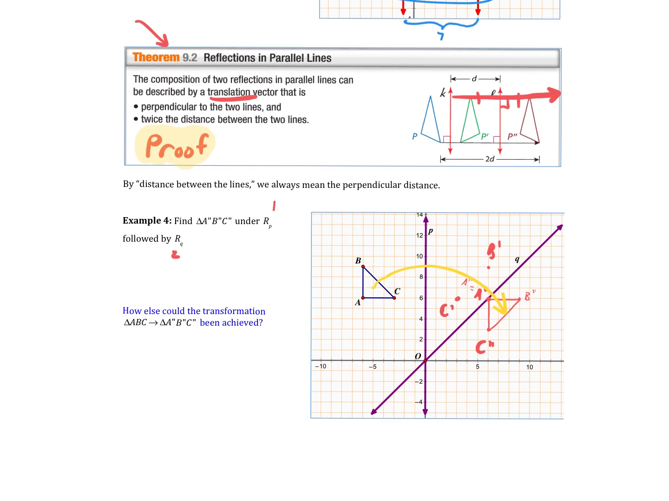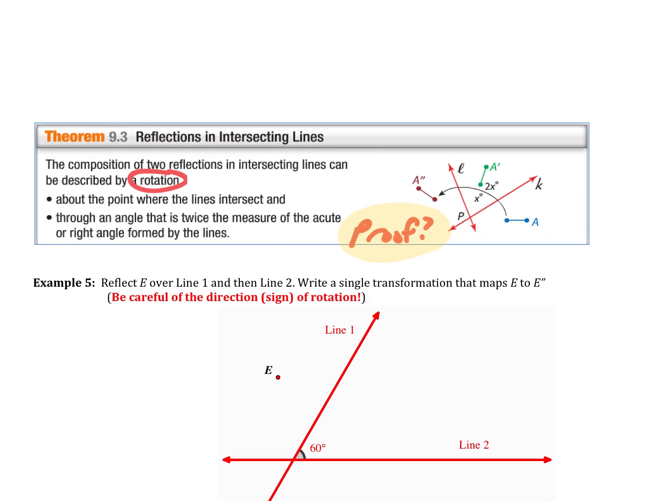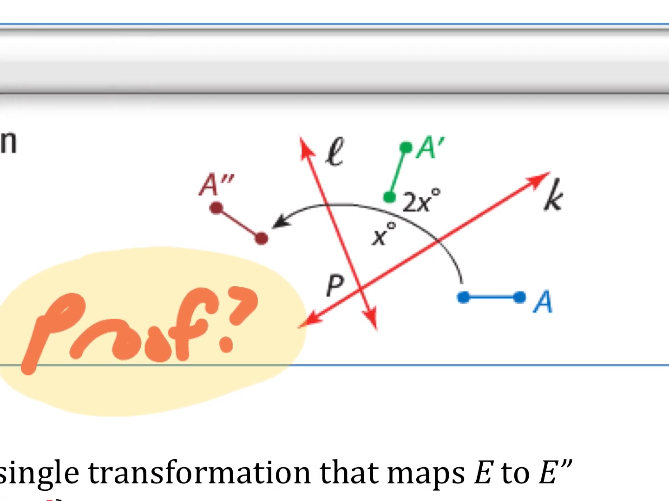All right, let's talk about this on the next page. If you reflect in two intersecting lines, the result is a rotation. We'll do the proof and the discussion of this in class, but it's very similar in nature to the proof of the first one. If you've got two intersecting lines, you get a rotation. So think about what we need for rotations.